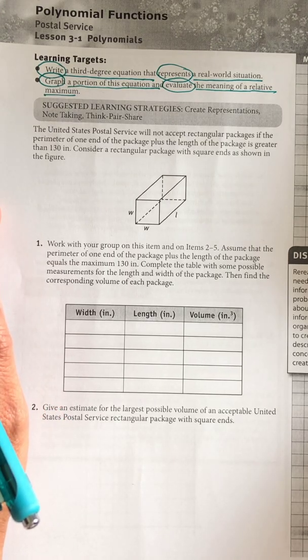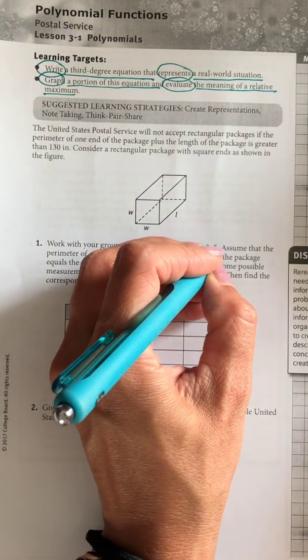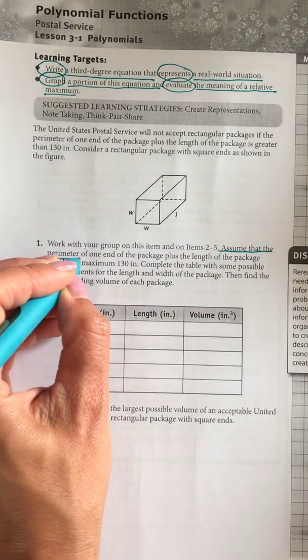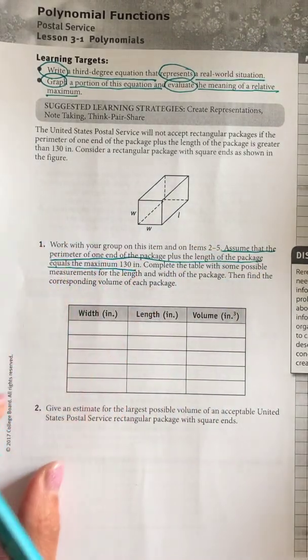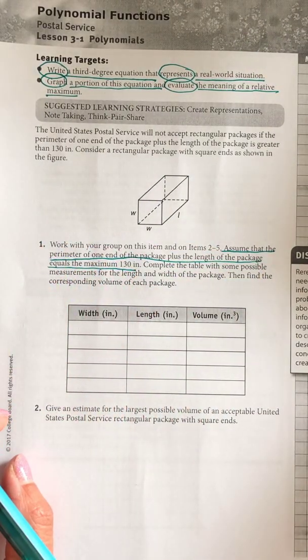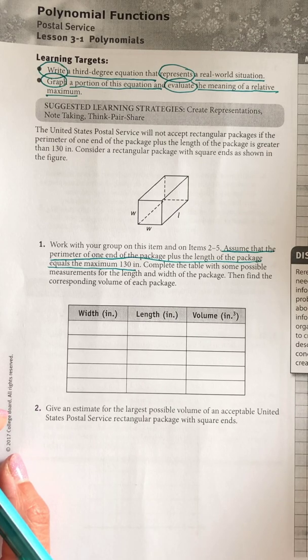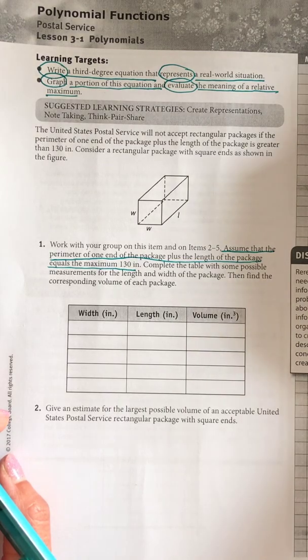It says work with your group on this item and on items 2 through 5. Assume that the perimeter of one end of the package plus the length of the package equals the maximum 130 inches. I want to underline all that. It's telling us to assume some information here. Okay. So it says complete the table with some possible measurements for the length and width of the package, then find the corresponding volumes of each package.